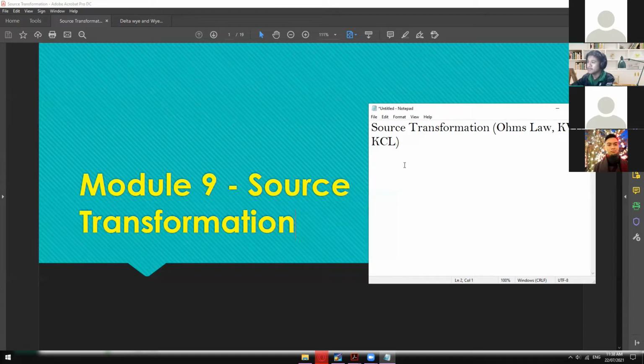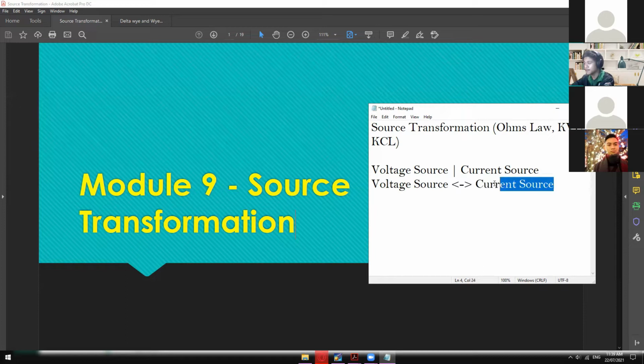Okay, so let me divide the source transformation into two. We have a voltage source, since that's what we always have, and we also have a current source. As its name implies, we're going to convert a voltage source into a current source, or vice versa, from a current source into a voltage source. So let's divide those two. Here are the requirements, and on this side are, let's say, the results.